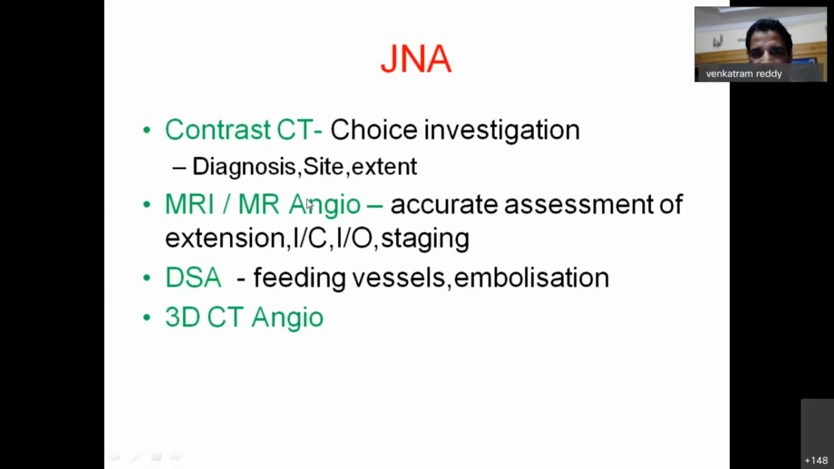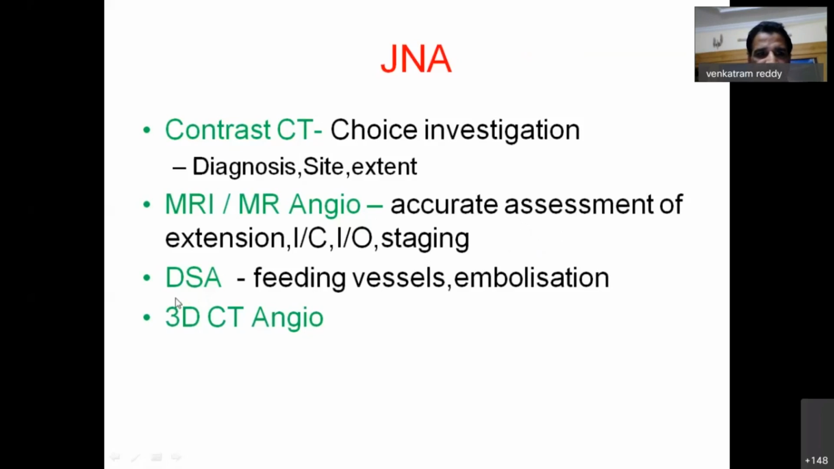So this has been very, very important of late, and people are doing MR angio as a mandatory investigation in case of a JNA which is very large, because it threatens bleeding. So what matters in JNA surgery is the bleeding, and the bleeding has to be tackled initially, before getting onto the dissection of the JNA.